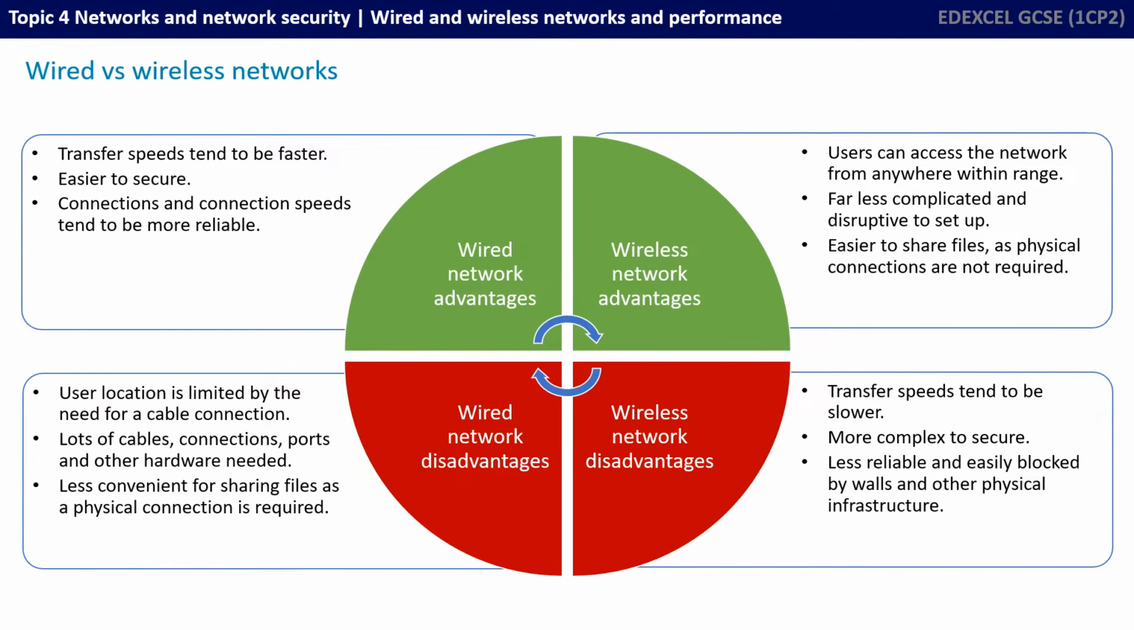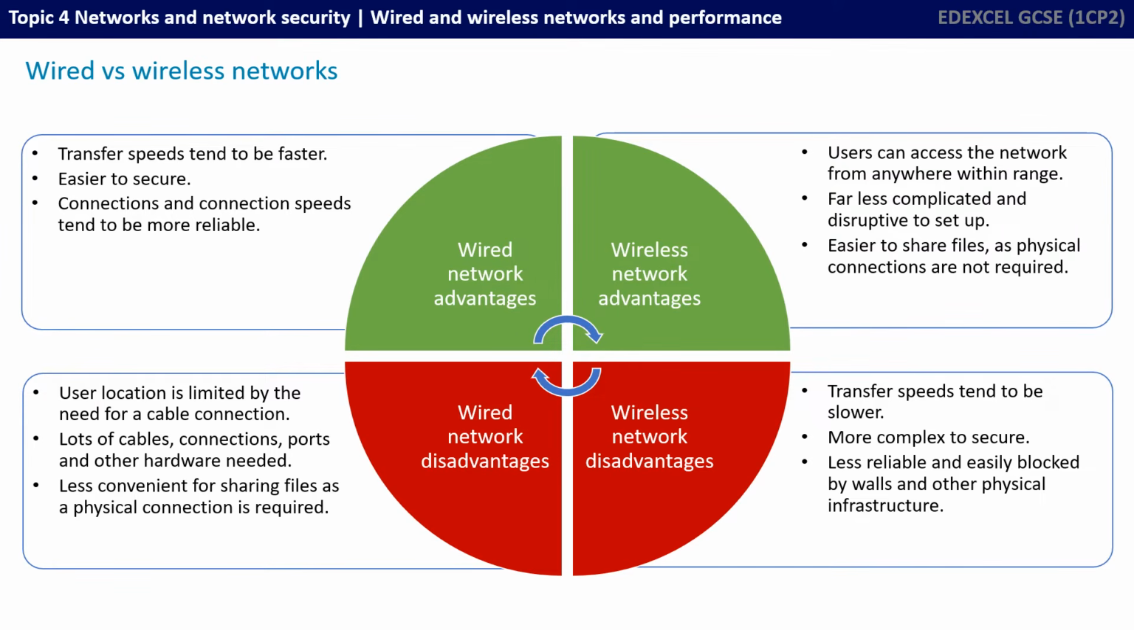So let's just summarise some of the advantages of wired versus wireless networks. With wired networks, transfer speeds tend to be faster, they tend to be more secure, and the connection speeds tend to be more reliable. However, the user's location is obviously limited by a physical cable. Lots of cables and therefore lots of connections and ports means extra physical hardware is needed, and it's generally less convenient to share files as we need access to that physical connection.